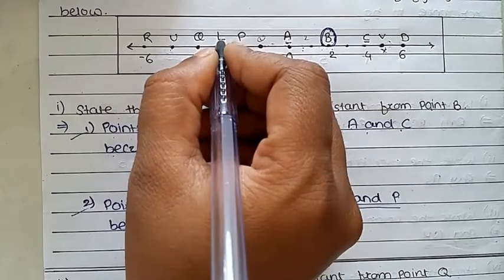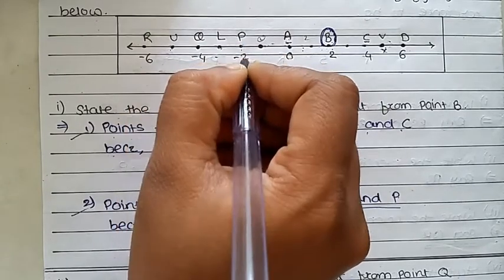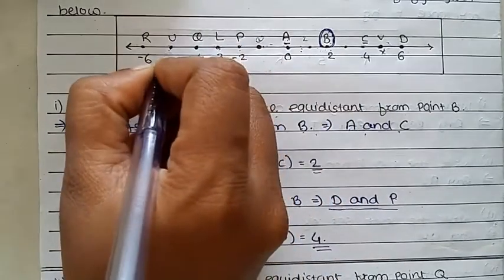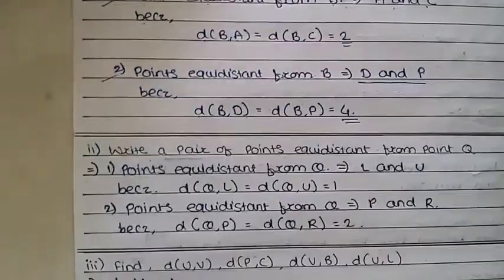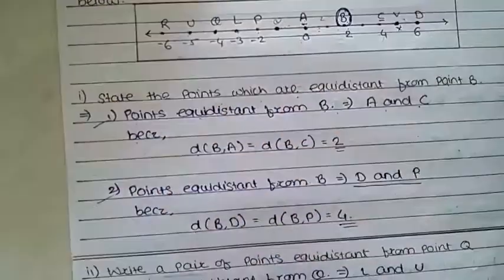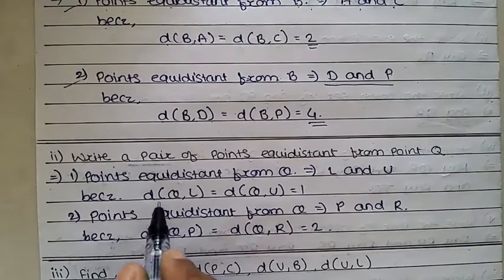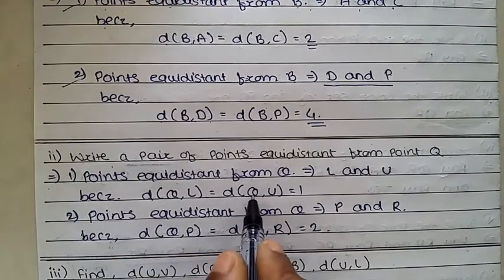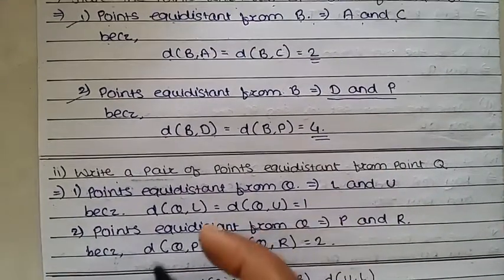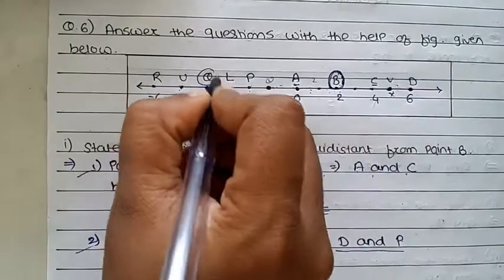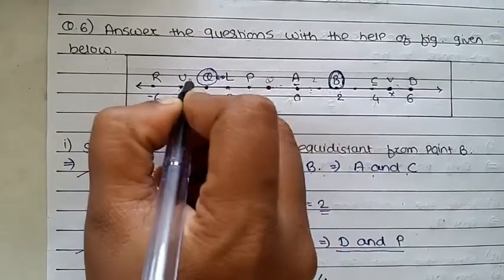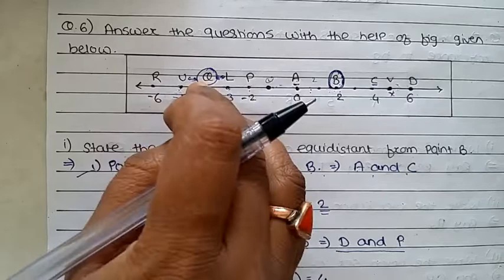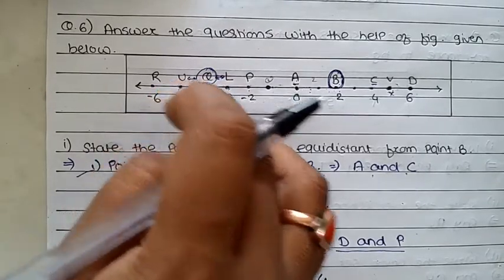So what are the coordinates of L? That is -2, -3, -5, like this. So the distance between these, what? The distance between QL is equal to the distance between QU, which is equal to 1. Okay, because we have to find the distance between these two, so only one distance is there, or the distance between QL and QU is 1.